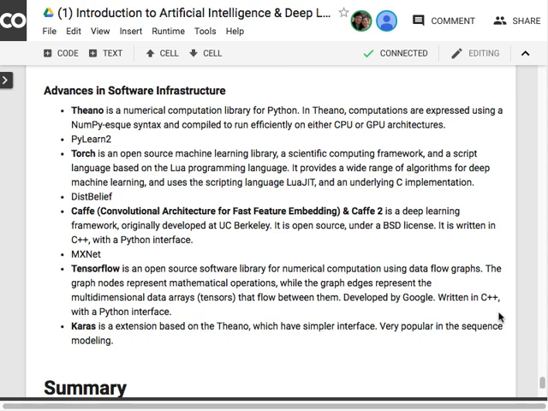The tensor here means, when you have one dimension, we call it a vector, the one-dimensional number sequence. If we have two dimensions, we call it a matrix. And if we have three dimensions or more, we call it a tensor. TensorFlow means the multi-dimensional numbers flowing through the mathematical operations. That's why it's named TensorFlow. It is developed by Google, written in C, and has a Python interface.